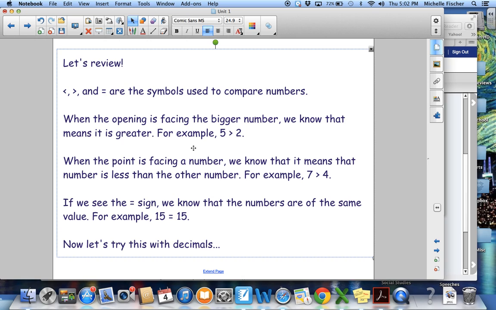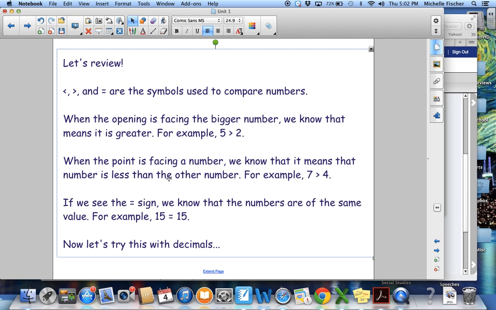So here, let's take a look at an example. We know that the opening here, or the shark's mouth, is facing the 5, which means that 5 is greater than 2. Let's take a look now here when we're talking about less than.